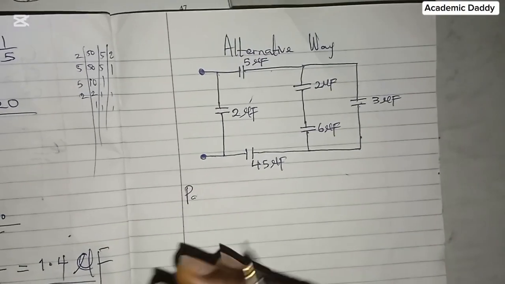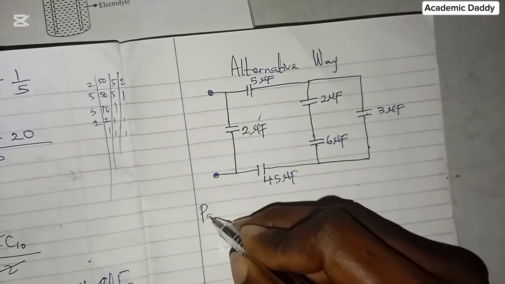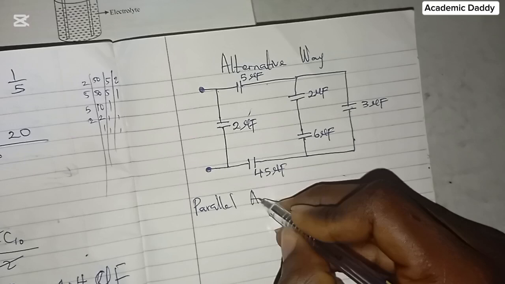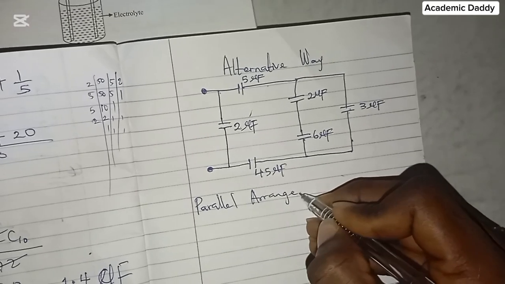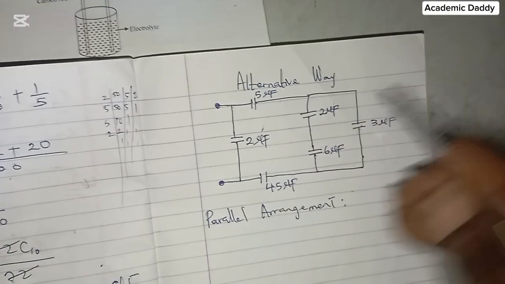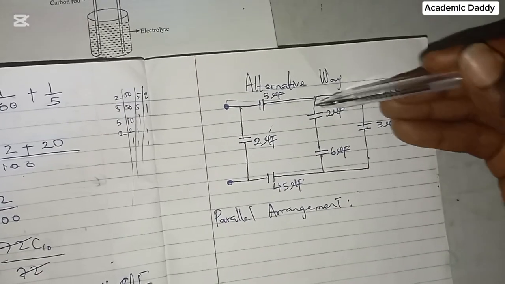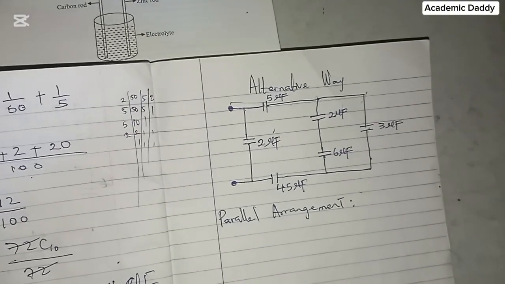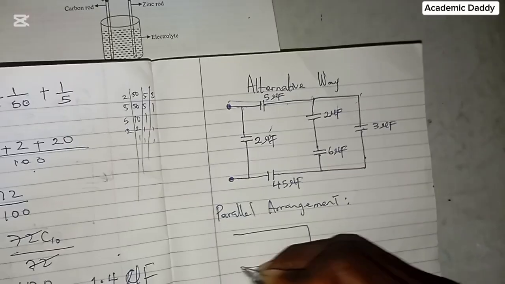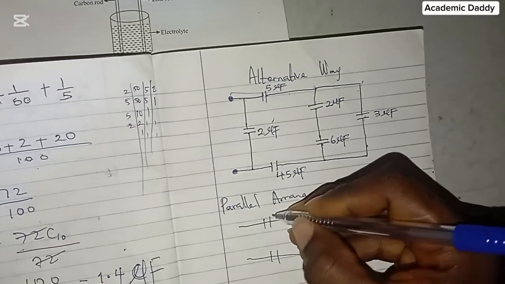If going at it the first way is an issue to you, what you do is to do parallel arrangement and series arrangement. Parallel arrangement will simply be you looking at this. If you look at this very well, from this end, these two lines are parallel, and on this side, these lines are parallel. So let's pull it out. If I pull this out this way, I'll have this and this. Forget the fact that I closed it, it's not supposed to be closed.